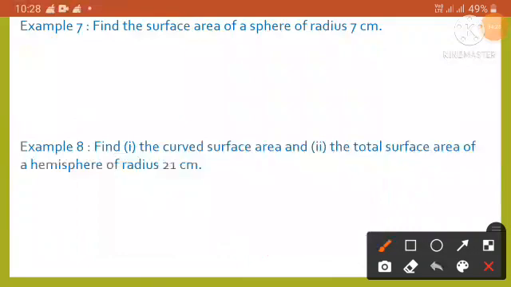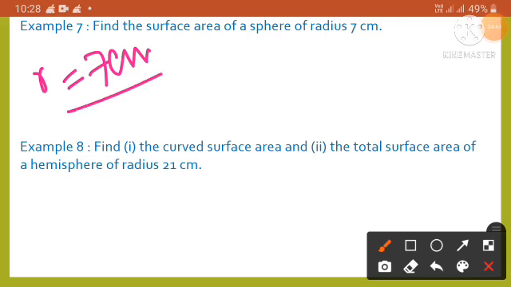Now we are taking some examples. Example 7: find the surface area of the sphere of radius 7 centimeter. So here the radius is equal to 7 centimeter. We know the surface area of the sphere is equal to 4 pi r square.